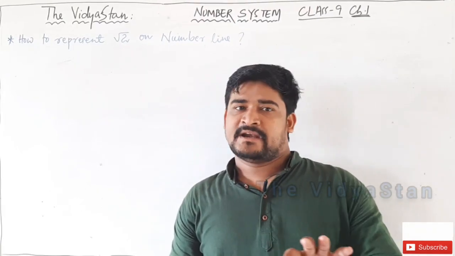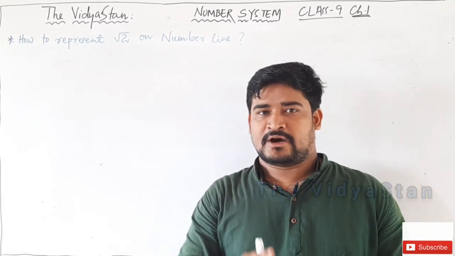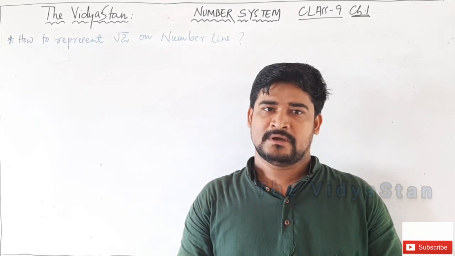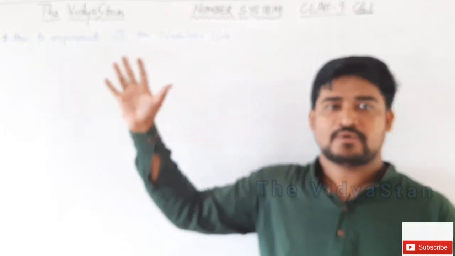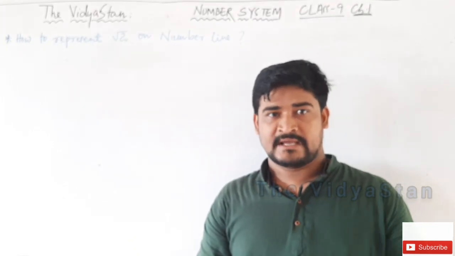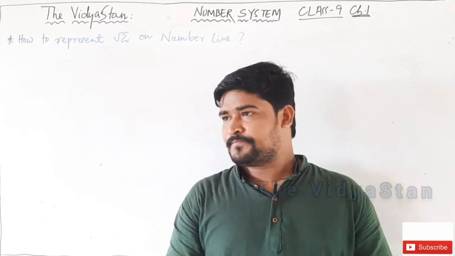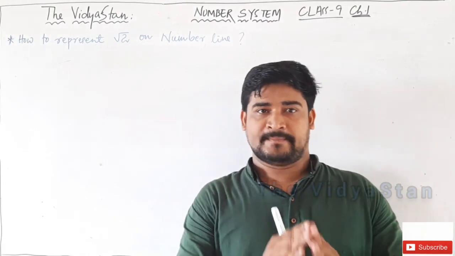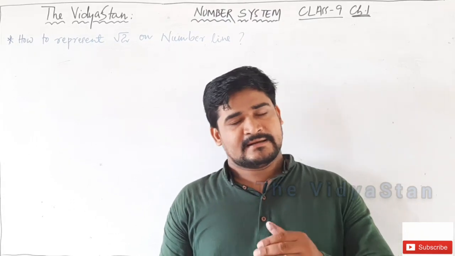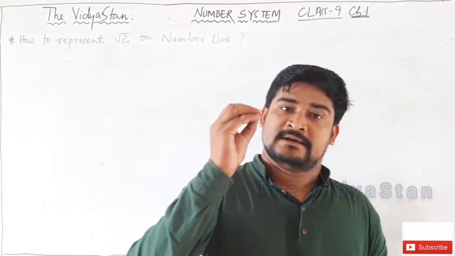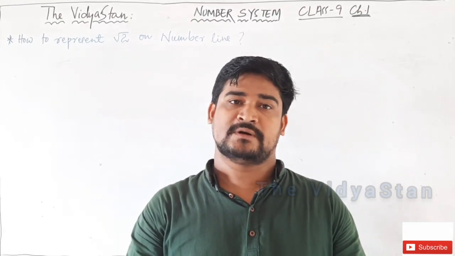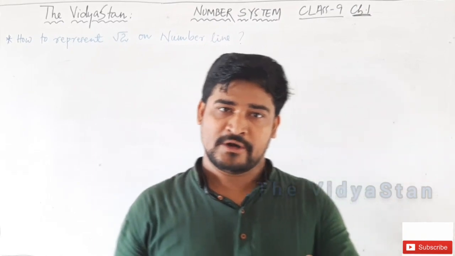Students, we have already studied the introduction part of the number system of class 9. This is the second video, in which we will study how to represent an irrational number, that is, root 2, root 3, on the number line. We have already studied how to represent natural numbers, whole numbers, integers and rational numbers on the number line. Today we will read how to represent irrational numbers on the number line.